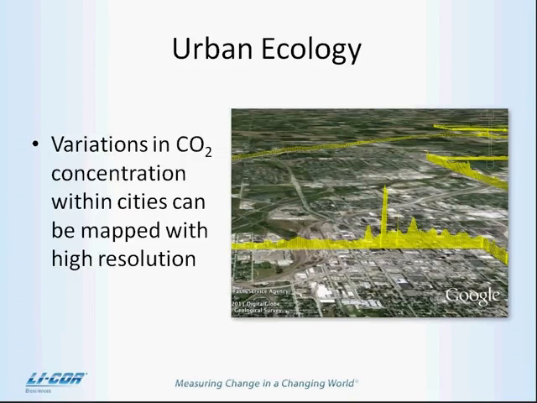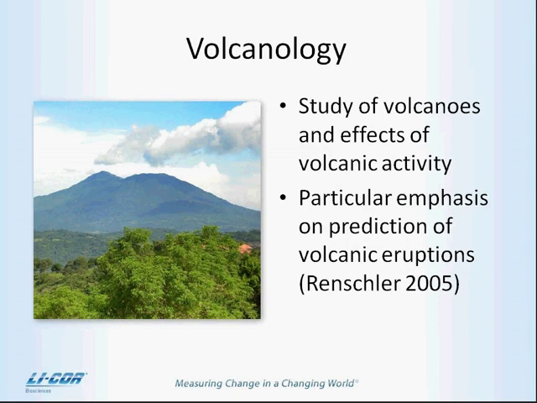Variations in concentration within cities and in comparison with rural areas can be mapped with high resolution using the continuous measurement method. Often the analyzer is loaded into a vehicle which is driven around inside the city. For example, the spike in concentration that you see here happened when the vehicle carrying the analyzer entered the downtown area of Lincoln, Nebraska.